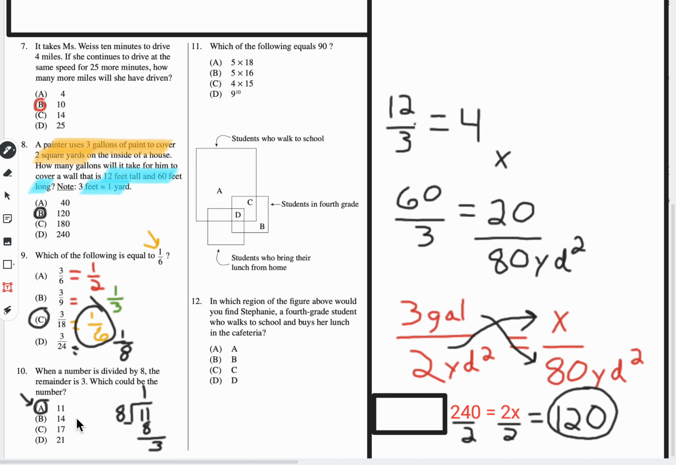Now if we divided 14 by 8, we'd have a remainder of 6. 17 divided by 8 will give us a remainder of 1. 21 divided by 8, now we can multiply 8 twice to go into 21. 8 times 2 is 16, and that would leave us with the remainder of 5.